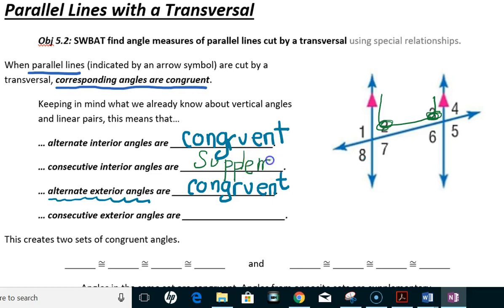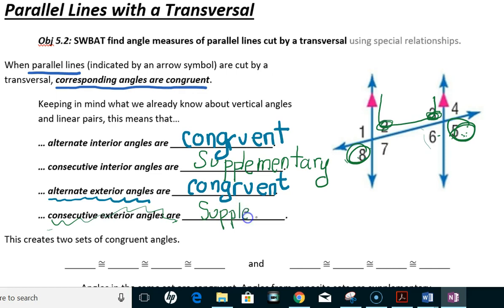So they will sum to 180, and we can prove that with our knowledge of linear pairs and congruent corresponding angles. And similarly, let's look at what you might call consecutive exterior angles. Let's look at 8 and 5. We're using the word consecutive exterior angles in this case to describe exterior angles that are on the same side of the transversal. They're definitely not congruent. 8 is congruent to 6, 6 is supplementary with 5, so 8 is supplementary with 5. So consecutive exterior angles are supplementary.